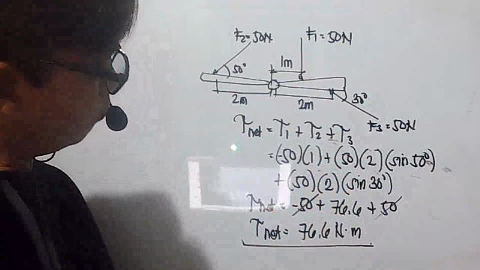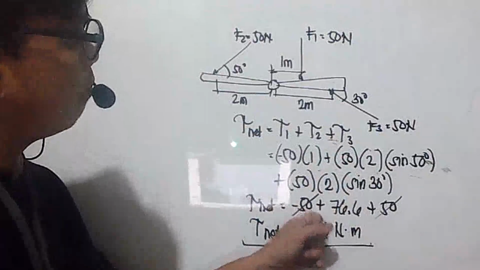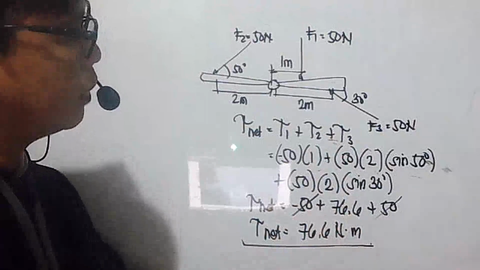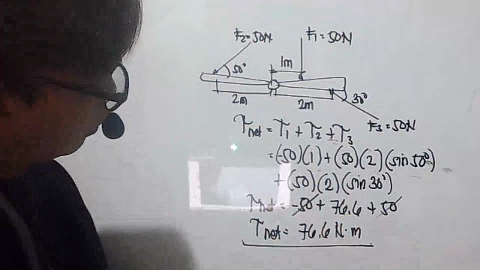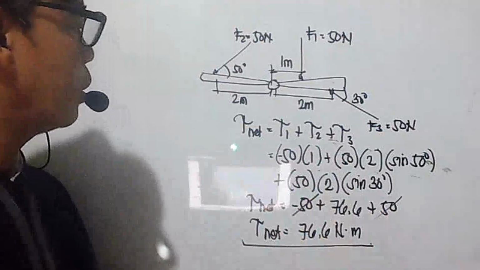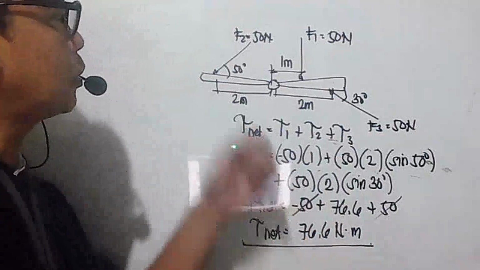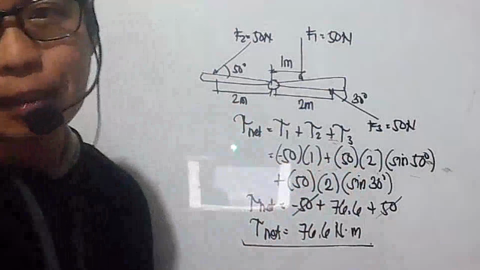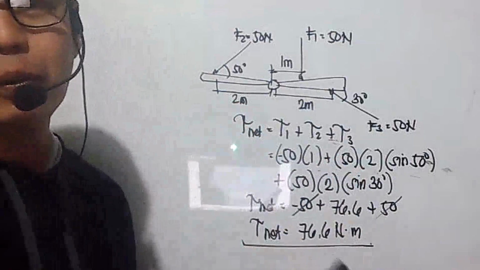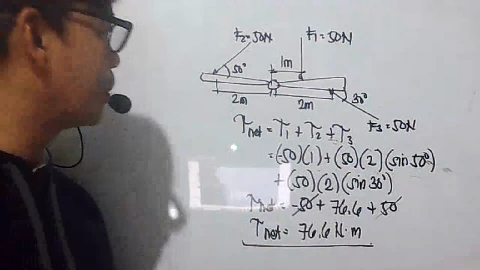Solving for them individually, we get negative 50, positive 76.6, and positive 50. So the summation is equal to 76.6 newton meter. That is the total torque of this system. Hopefully that's clear.